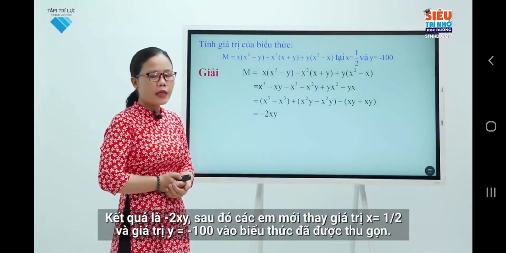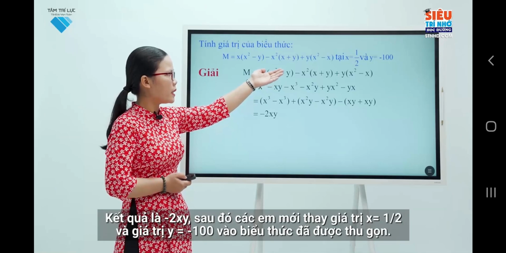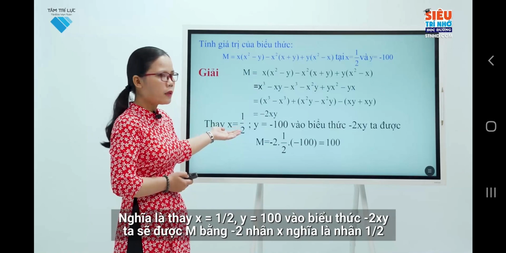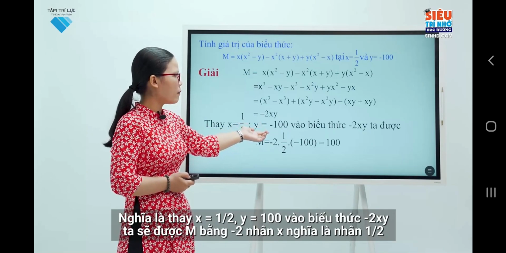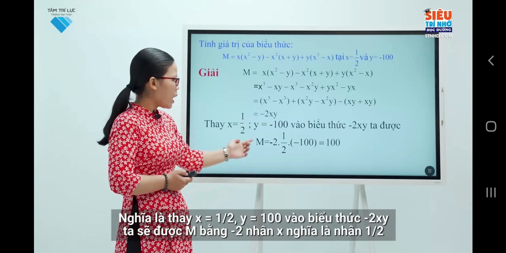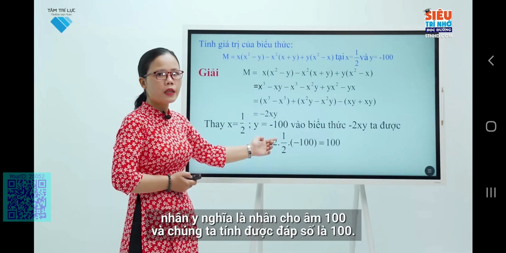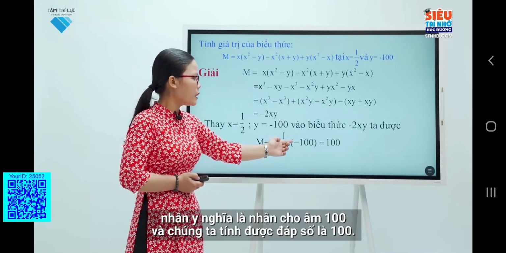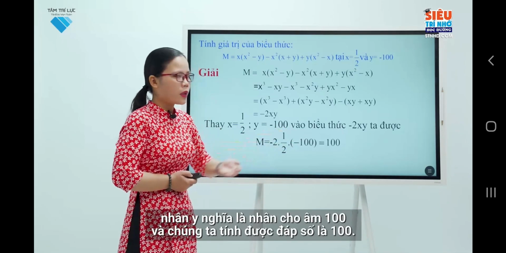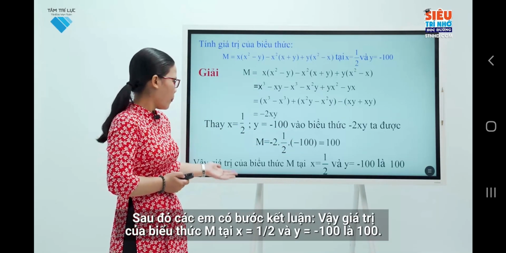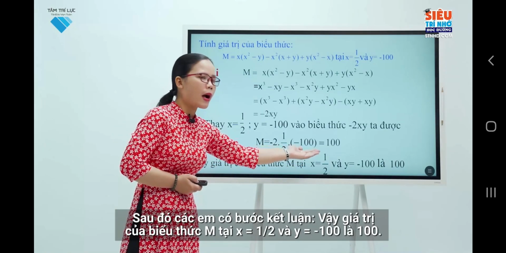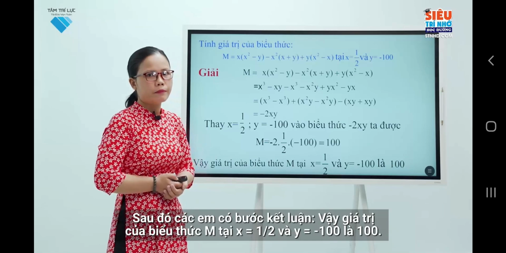Then you place the value of x equals 1/2 and y equals negative 100 into the simplified expression. It means substitute x equals 1/2, y equals negative 100 into the expression negative 2xy. We get m equals negative 2 times 1/2 times negative 100, and we get the answer of 100. Then you have a conclusion. So the value of the expression m at x equals 1/2 and y equals negative 100 is 100.